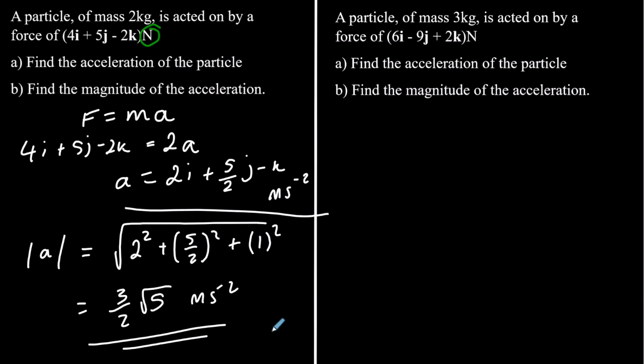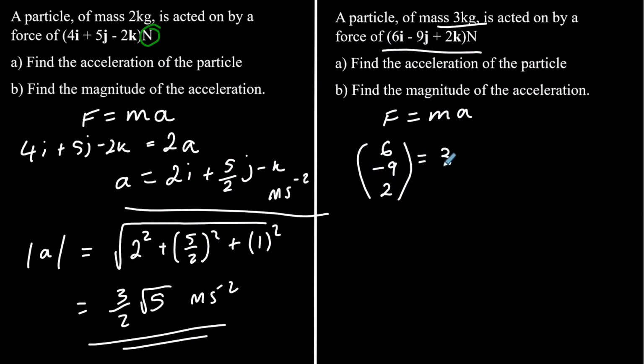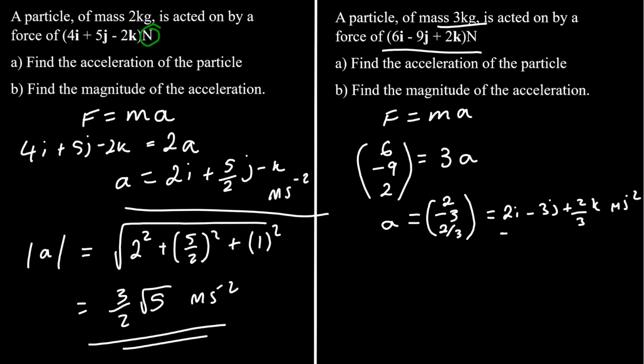One for you to try. Give it a go. So again, we've got force and we've got mass. We can find acceleration using force equals mass times acceleration. So 6, -9, 2 equals 3a. Divide by 3. So the acceleration is 2, negative 3, 2/3, which is 2i minus 3j plus 2/3 k meters per second squared.